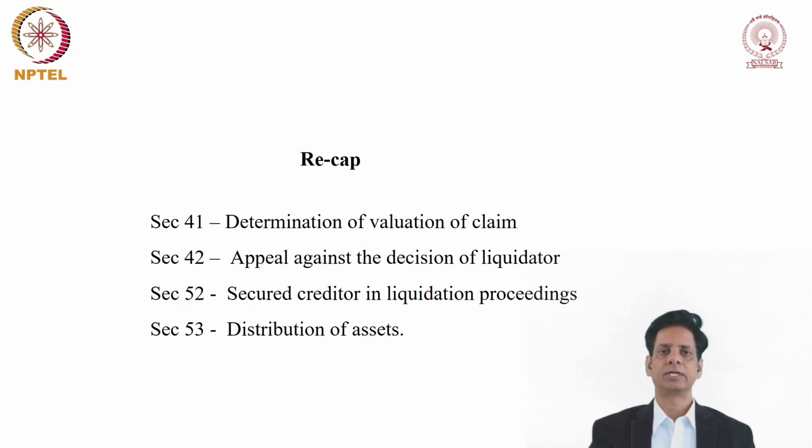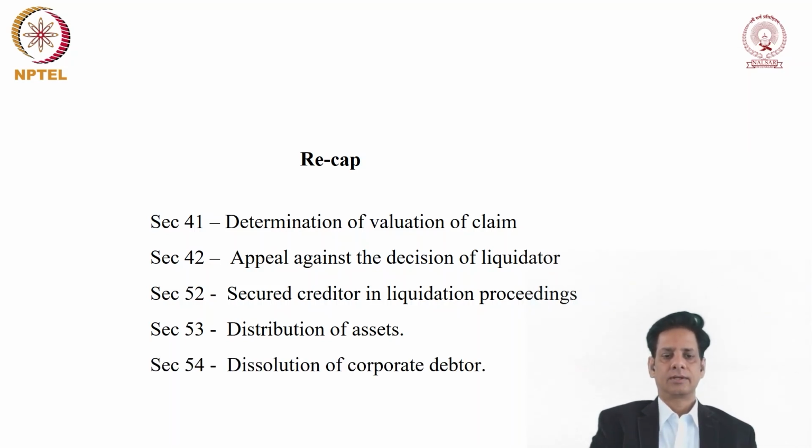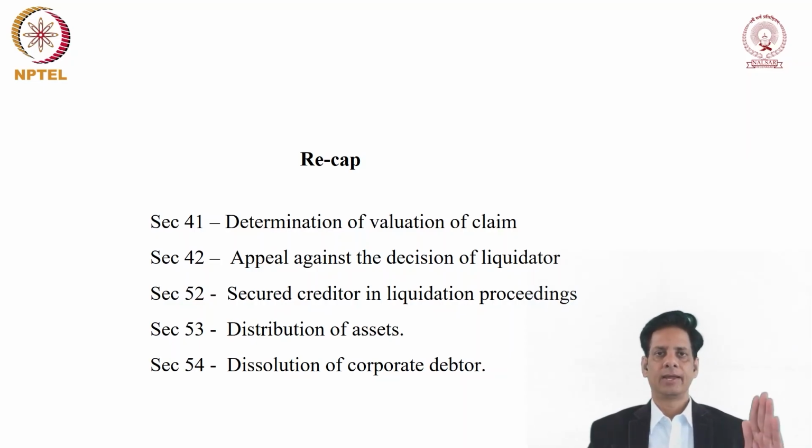Then Section 53 is what we have covered, which is nothing but the waterfall mechanism, or how distribution of assets is done after the liquidation or under CIRP. Then the last topic that we discussed in the previous session was dissolution of a corporate debtor. That, I said, is an end stage of the liquidation, after which the company will come to a complete termination. So this is a quick recap of what we have done yesterday. Today we are going to start preferential transactions.